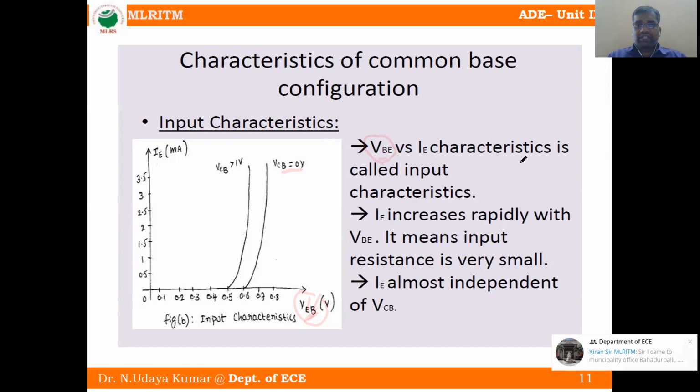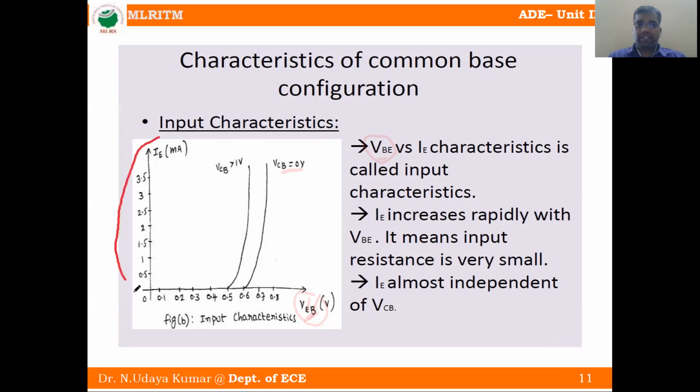So VBE versus IE characteristics is called input characteristics. This is the input characteristics, so input side, when VCB is equal to constant. See, you can observe the y-axis is IE and the x-axis is VEB. See, IE increases rapidly with VBE or VEB. So it means resistance is very small. IE is almost independent of VEB or VCB.